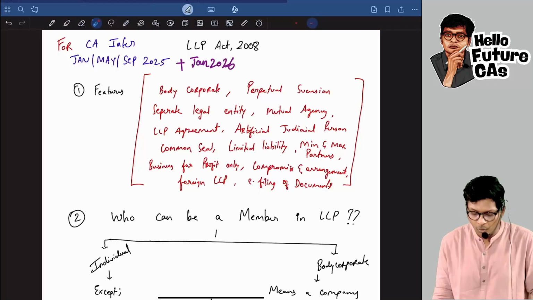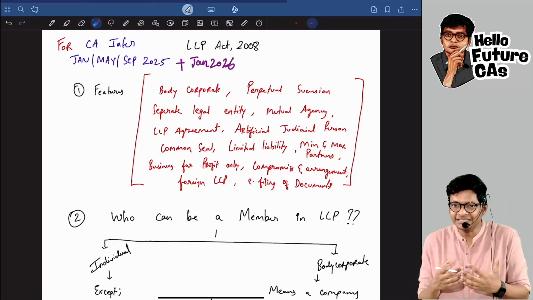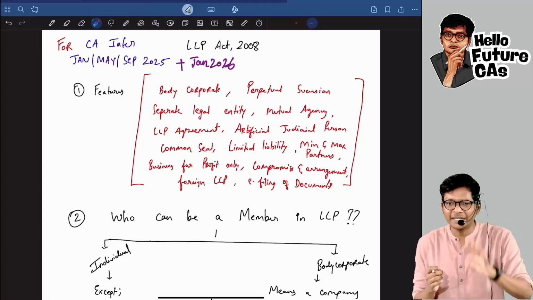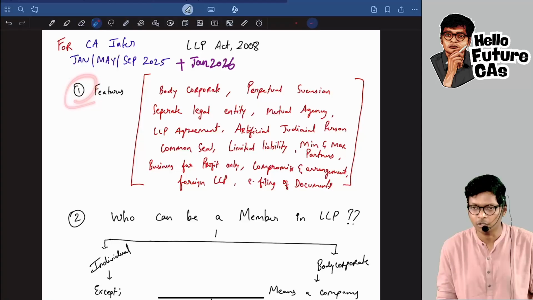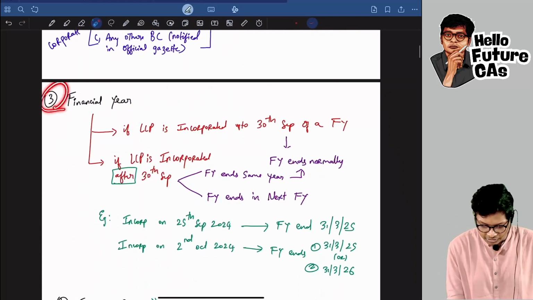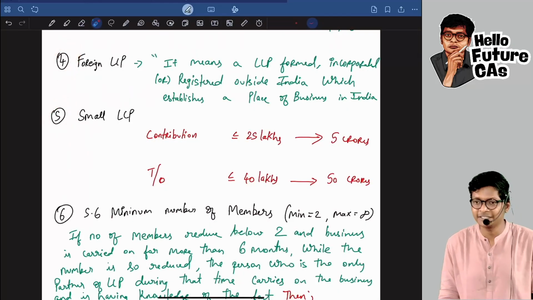Now, what I have done for LLP Act is very simple. I have categorized this chapter into concepts. Put together, there are some 20 concepts. This is concept 1. This is concept 2. This is concept 3. This is concept 4, foreign company, concept 5, small LLP.